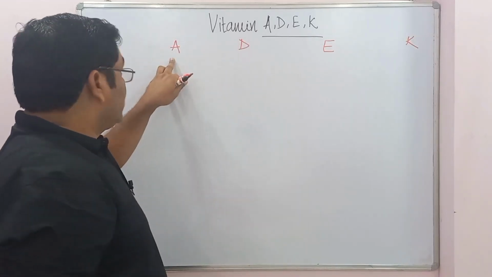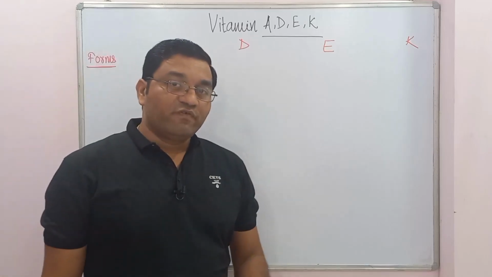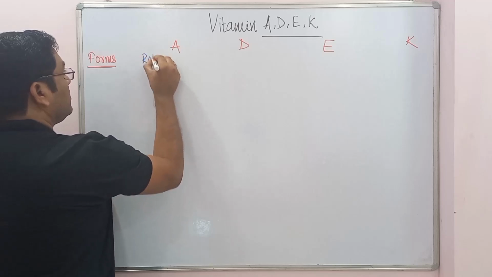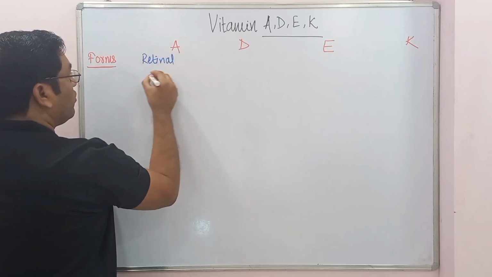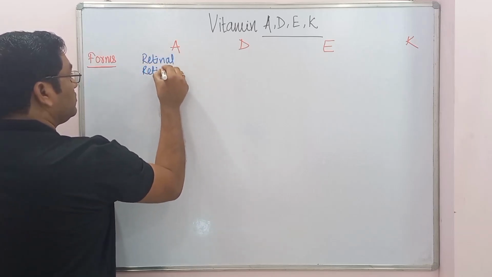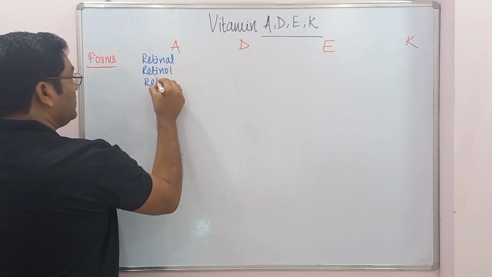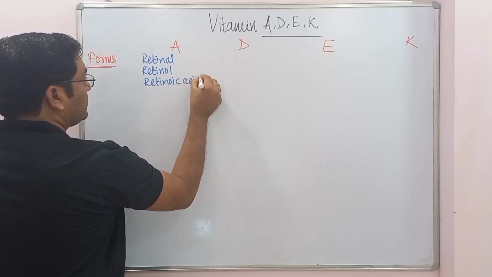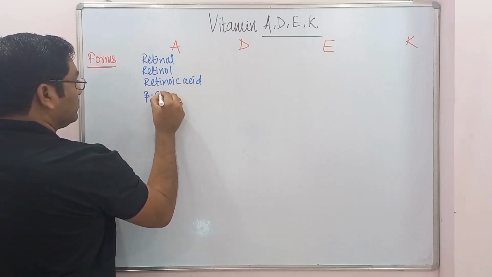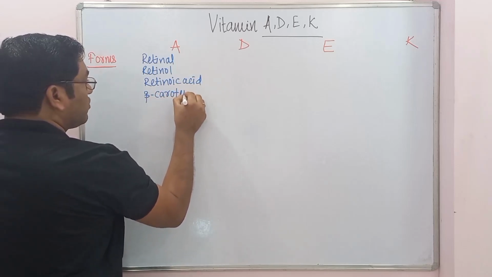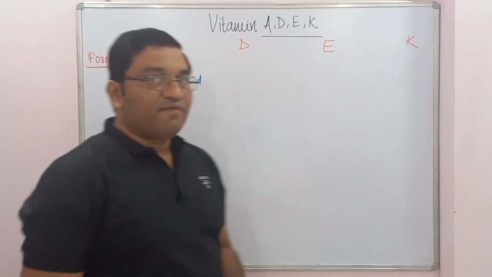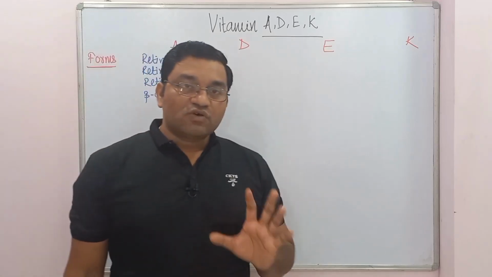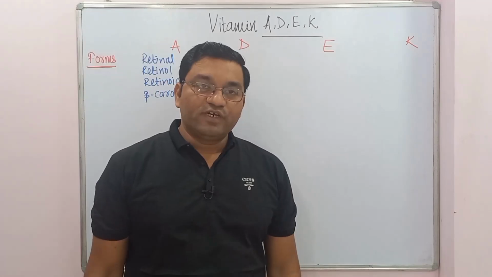So the active forms or vitamers of vitamin A mainly include retinol, retinal, which is the aldehyde form, retinoic acid, and the provitamin, that is beta carotene. These are the vitamers of vitamin A. They have vitamin A like properties. That's why they are known as vitamers of vitamin A, or different forms of vitamin A.